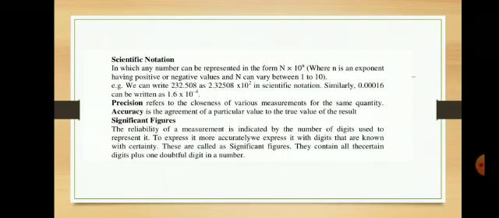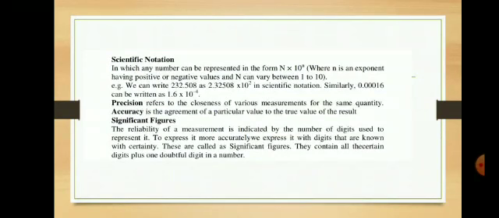Scientific notation, in which any number can be represented in the form capital N into 10 power small n, where small n is an exponent having positive or negative values and capital N can vary between 1 to 10. Example, we can write 232.508 as 2.32508 into 10 power 2 in scientific notation. Similarly, 0.00016 can be written as 1.6 into 10 power minus 4.